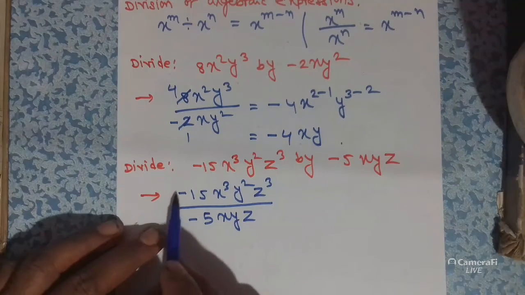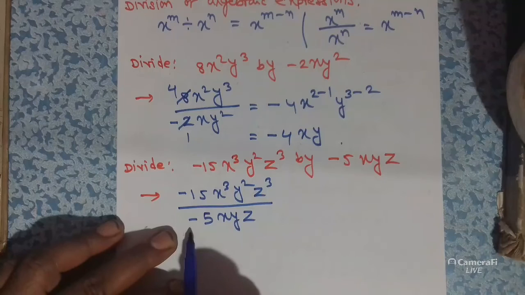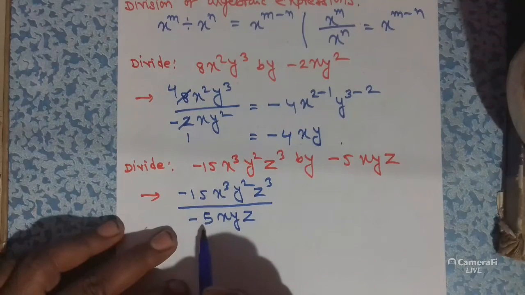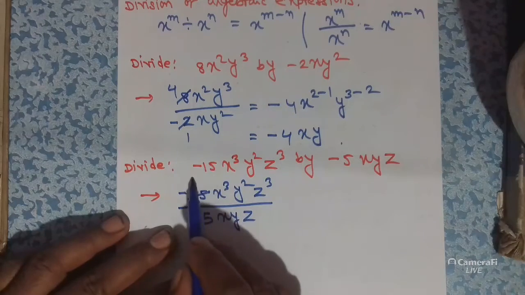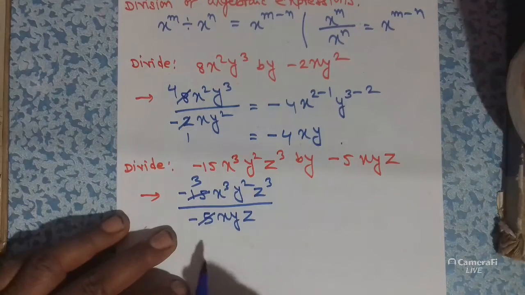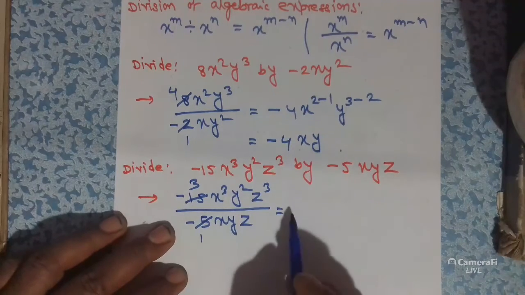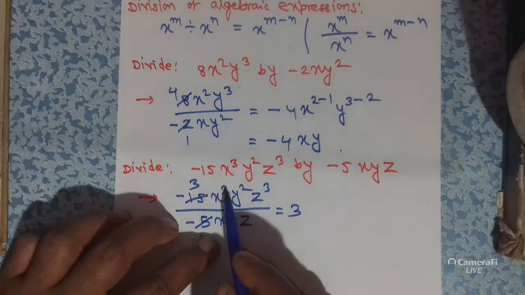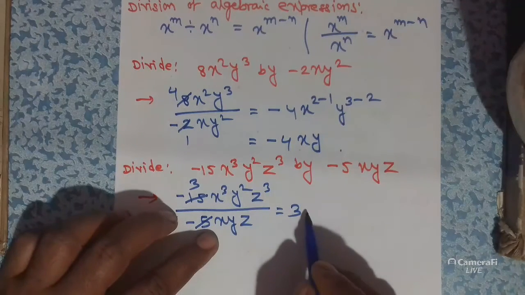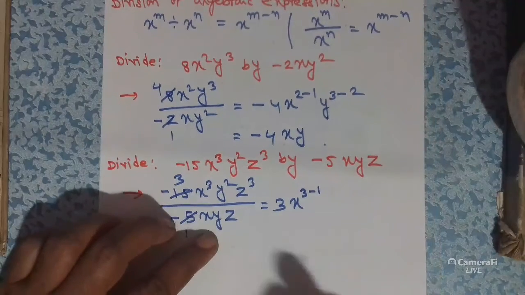Now at first here you can see that both are minus, so minus multiply minus is plus, and we can divide 15 and 5 by a common number, that is 5. So 15 divided by 5 is 3 and 5 divided by 5 is 1. Now minus minus is plus, so we can write 3, and here x to the power 3 is the numerator and the denominator is x, so we can write it x to the power 3 minus 1.